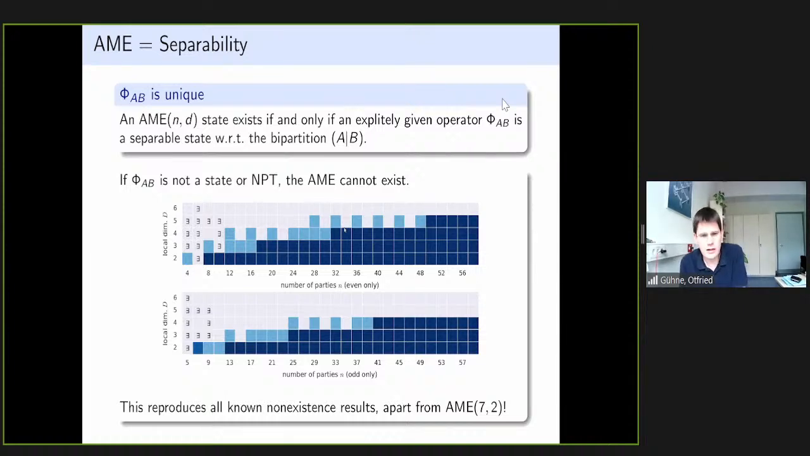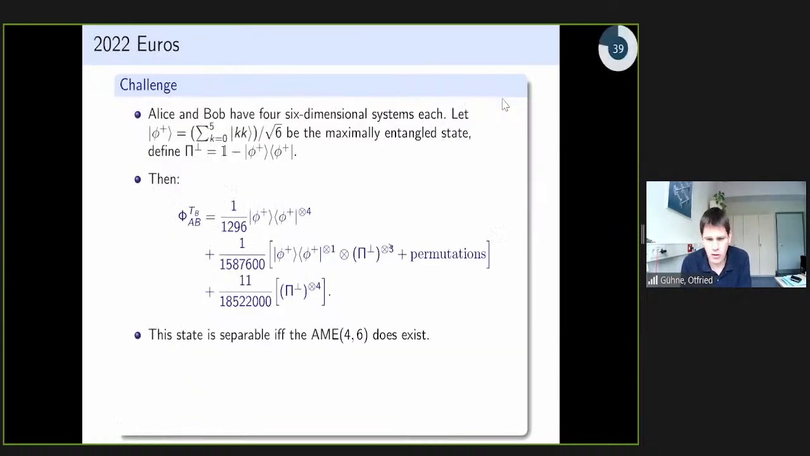But then you can go on and look at the state a bit, and of course these states look a little bit horrible. But this was one example. This was nice because we spent quite a lot of time to solve it, but in the end we failed. Namely, I told you about this AME state of 4 particles with 6 dimensions. This corresponds to a state where Alice and Bob have 4 six-dimensional systems, and you can write down some state. And this state is separable if and only if this AME state exists.